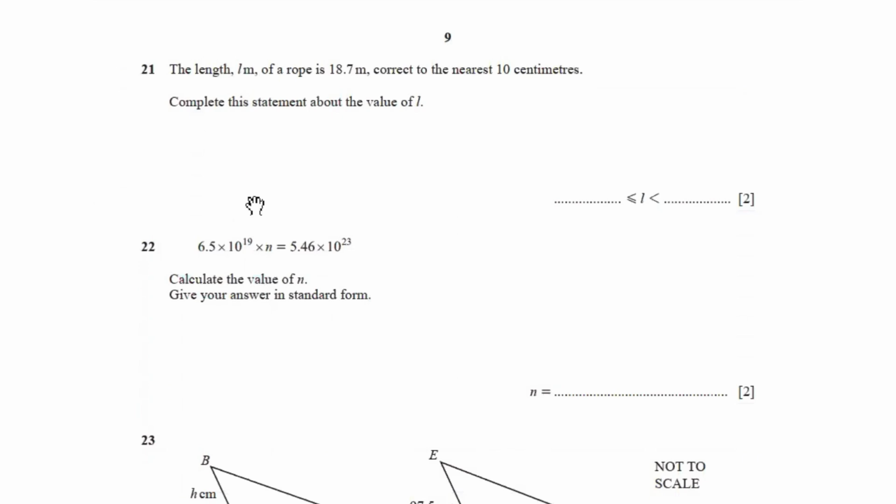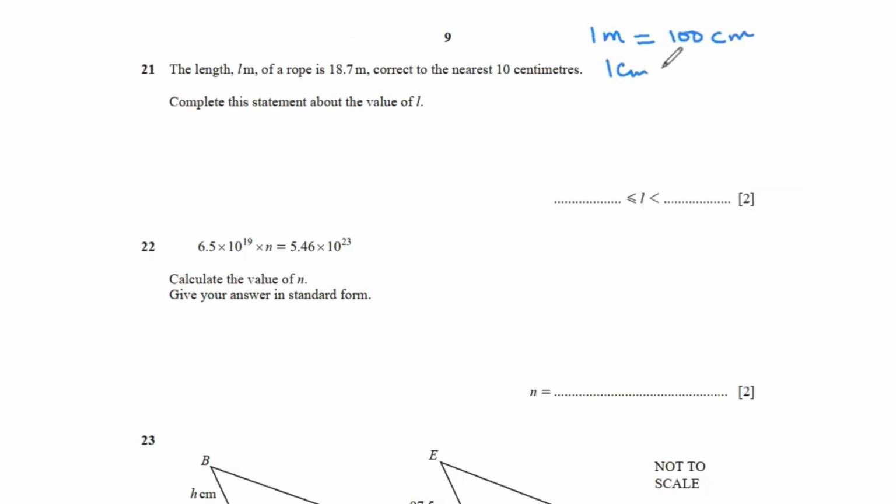Then question 21, it says that the length L meters of a rope is 18.7 meters, correct to the nearest 10 centimeters. Complete the statement about the value of L. So since 18.7 meters is correct to the nearest 10 centimeters, what we do is, we know that 1 meter is equal to 100 centimeters.